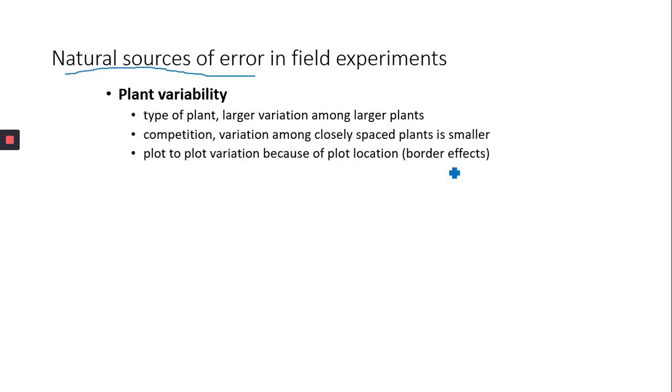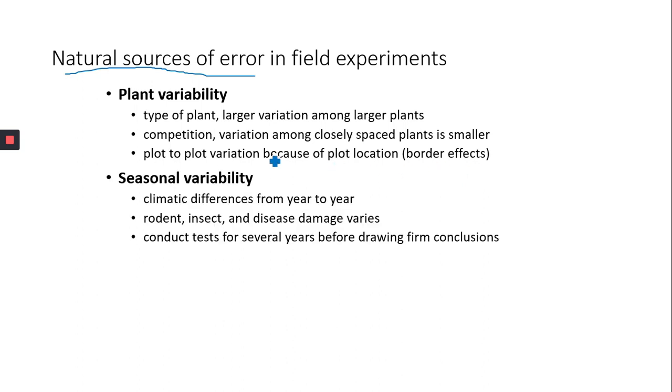Then we also have the seasonal variability. That is the climatic differences from year to year, rodent, insects, and disease damage. Conduct tests for several years before drawing firm conclusions. So there are variations or sources of error due to seasons and also sources of error due to plant.